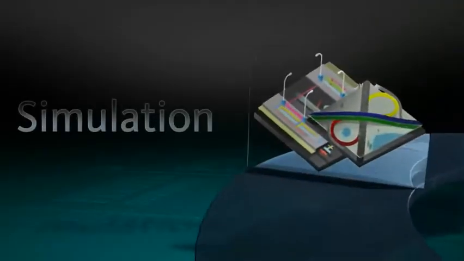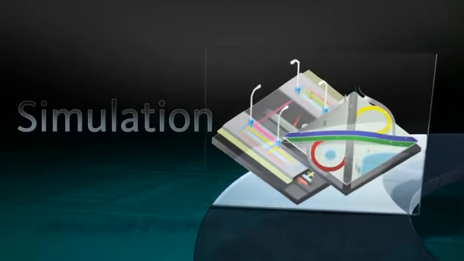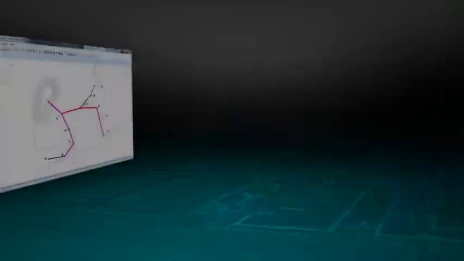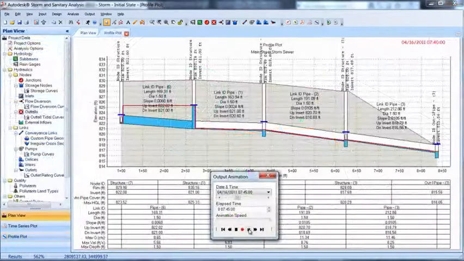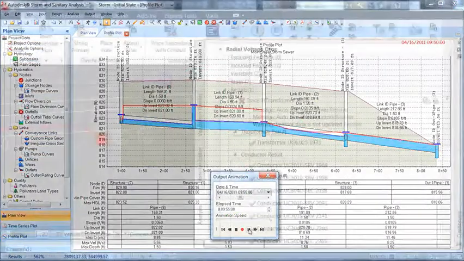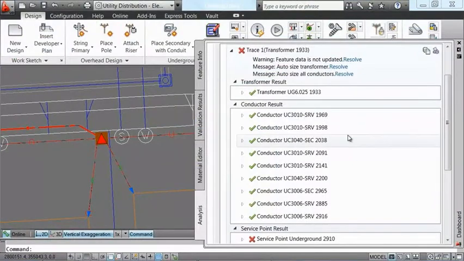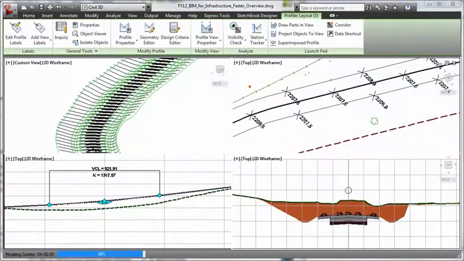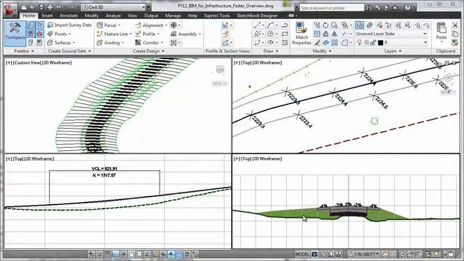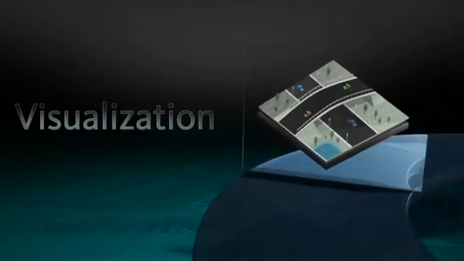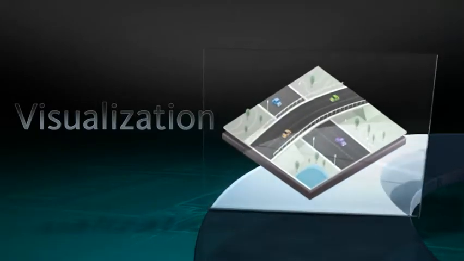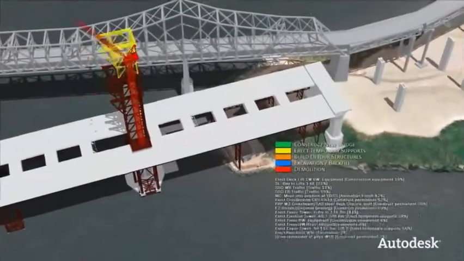By integrating analysis and simulation in the design process, Infrastructure Design Suite can help you improve project performance. You can conduct engineering analysis for stormwater and wastewater systems and electric distribution networks. The suite facilitates time and material savings by computing earthwork volumes and performing quantity takeoffs. Tools that simulate construction and logistics also help increase visibility into project constructability and schedules.